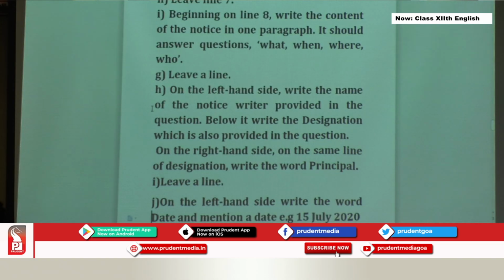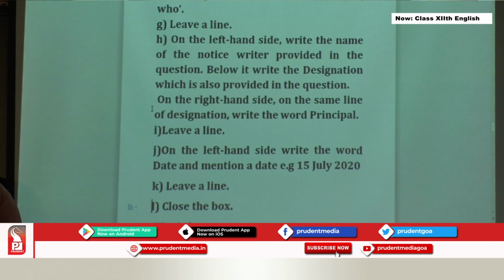So now your notice is written, completed. Leave a line. On the left hand side, write the name of the notice writer provided in the question. Below it, write the designation, which is also provided in the question. It may be head boy, it may be secretary, it may be anything. On the right hand side, in line with the designation of the notice writer, you write the word principal.